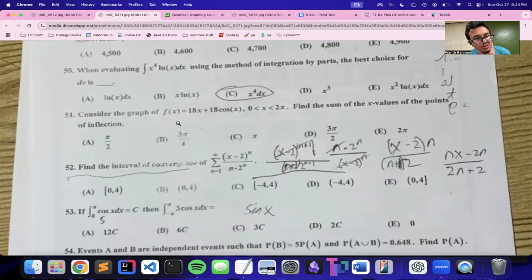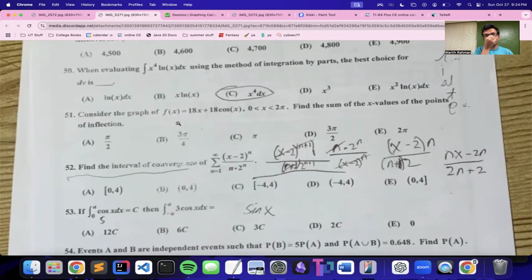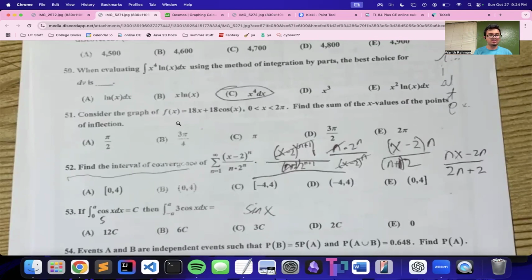51. Find the sum of the points of inflection. So points of inflection are just going to be the values where the derivative, it should be where the derivative changes sign. Is it derivative or second derivative? Let me ask, I need to Google this. Yeah, where the derivative changes sign.